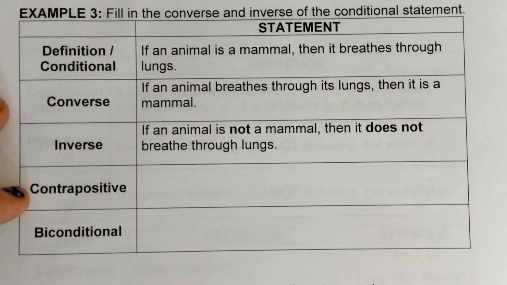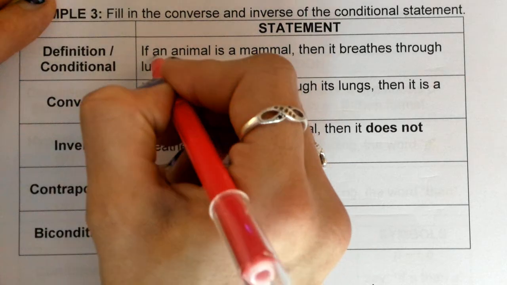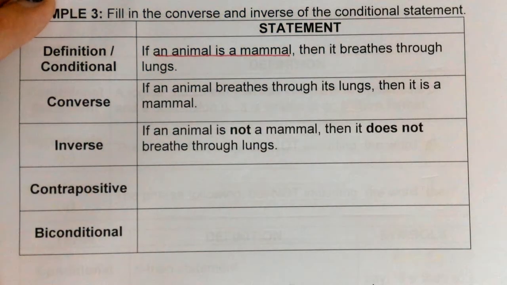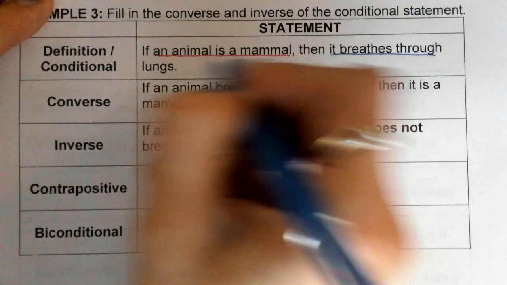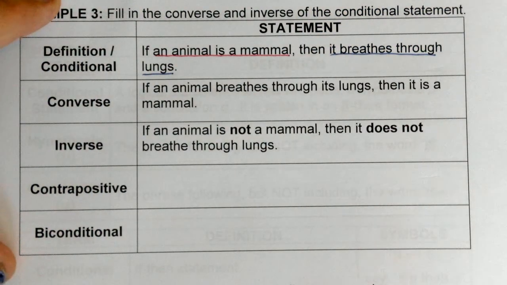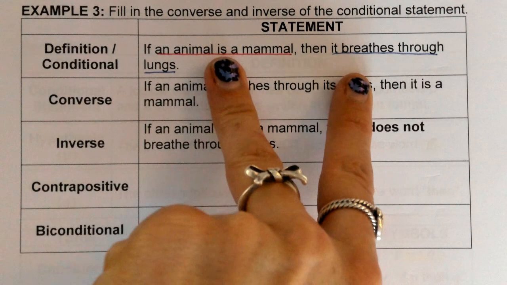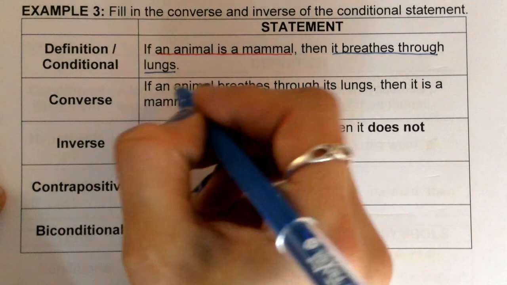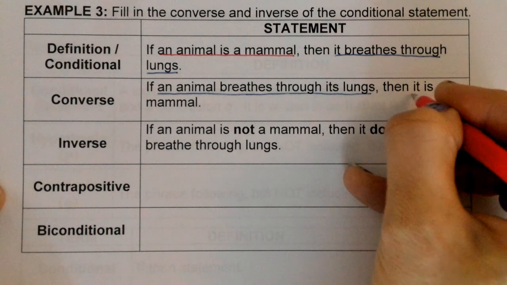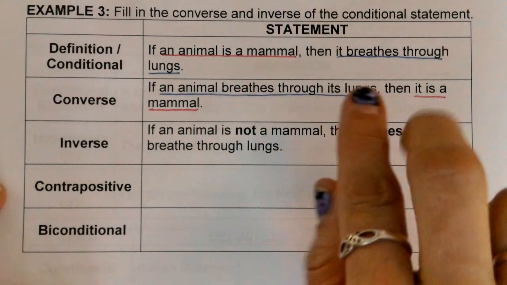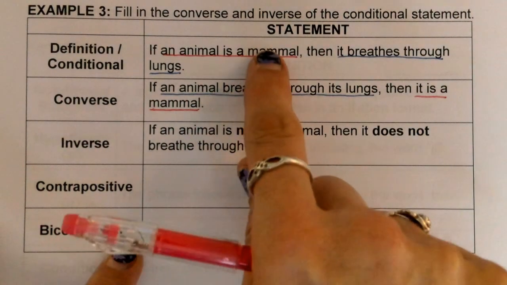Let's take a look at example 3. We had if an animal is a mammal, then it breathes through lungs. So there is our hypothesis, an animal is a mammal, and our conclusion was it breathes through lungs. We looked at the converse. We took the hypothesis and conclusion. We switched them. So now we have if an animal breathes through lungs, then it is a mammal. So we've switched that breathes through lungs and the mammal part.